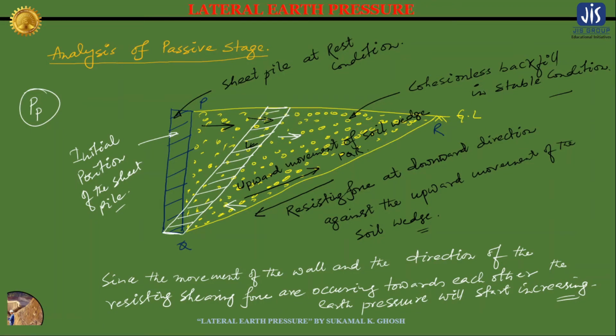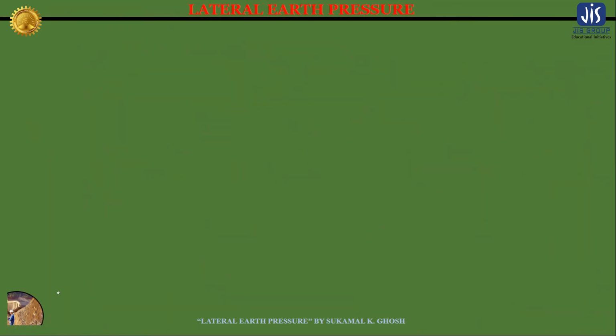Okay, actually this whole analysis of the passive stage is just opposite to the active stage. If you understood the analysis of the active stage, then this particular analysis will not feel difficult for you. Okay, now after reaching the plastic state of equilibrium, if we further move this sheet pile, then what will happen? Then there will be no increase in the passive earth pressure, right? So as we wrote for the analysis of the active stage also, that in the active stage the lateral earth pressure reaches its minimum value, right?